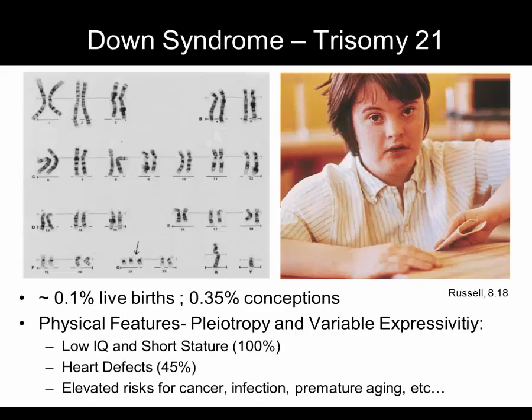The best studied trisomy is trisomy 21, or Down syndrome. Down syndrome is observed in about 0.1% of live births. The condition has a variety of different cognitive and physical phenotypes, though it has extremely variable expressivity, so it can present quite differently from individual to individual.